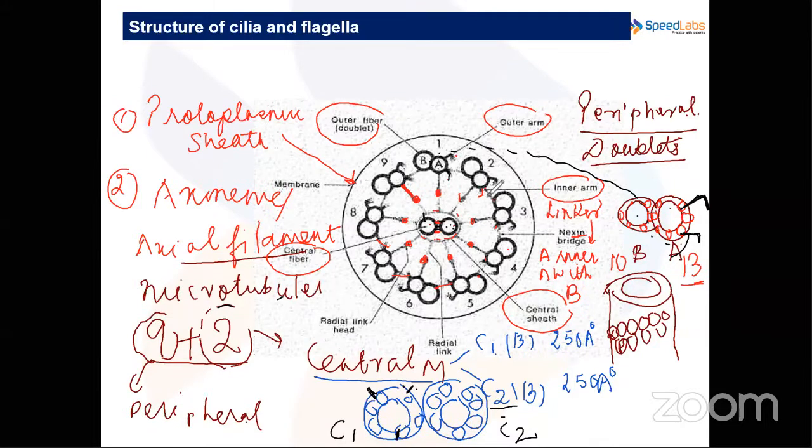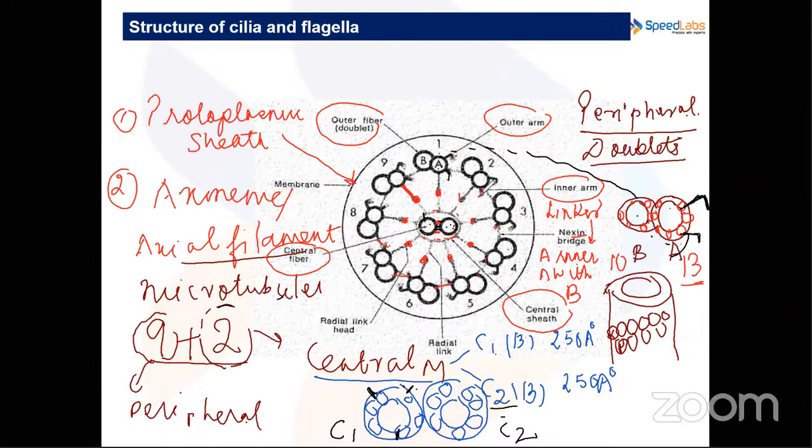The linkers are the AB linkers. The AB linkers are made up of nexin protein. All right, nexin protein. So where is the linkage? How are they linked? Through which subunit, through which arm are they linked? What is the kind of linkage, or what structures are linked between A and B?